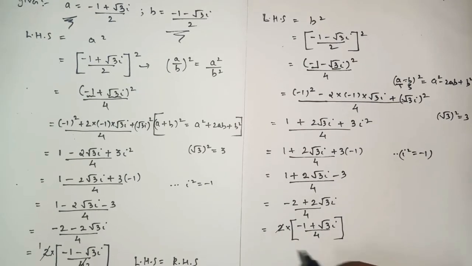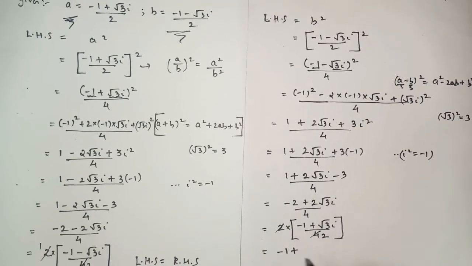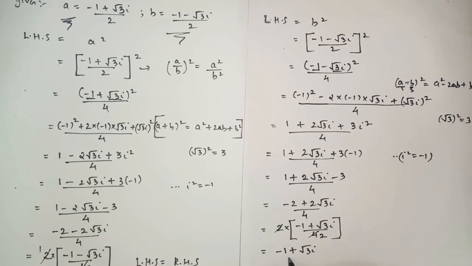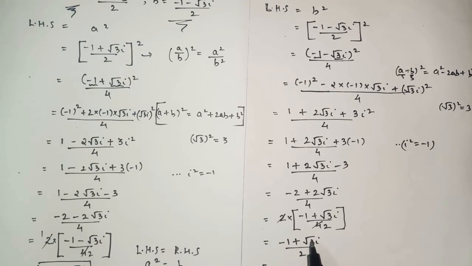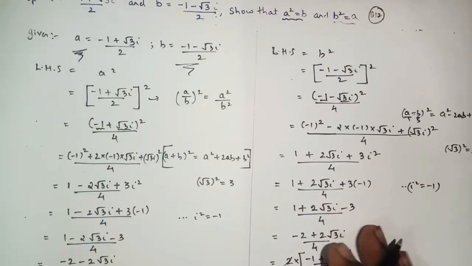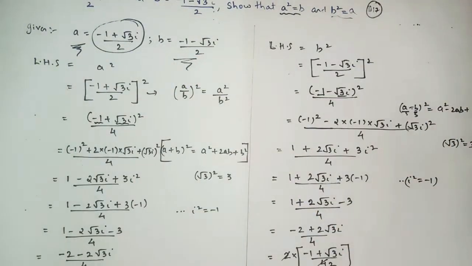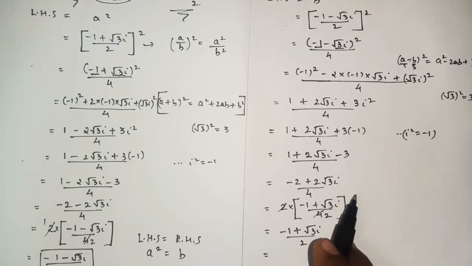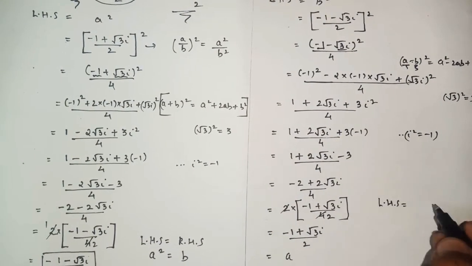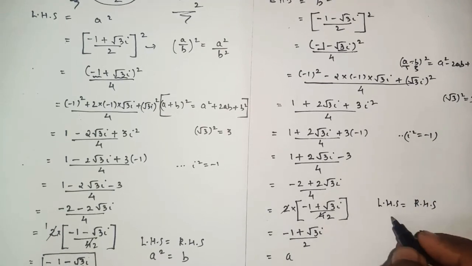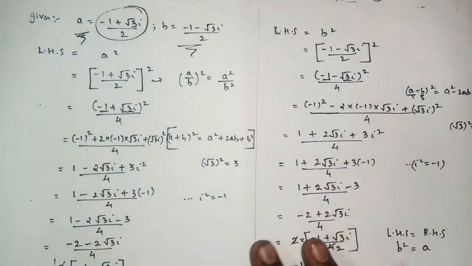So here we can cancel this part, 2 ones are 2, 2 twos are 4, so here we are left with minus 1 plus root 3i upon 2. As clearly we can see that this minus 1 plus root 3i upon 2 looks like what? a. Yes or no? Exactly, it looks like a. So here we can write a. So we can say that left hand side is equal to right hand side, and the left hand side was b square and the right hand side was a. So I hope you all understood this sum.